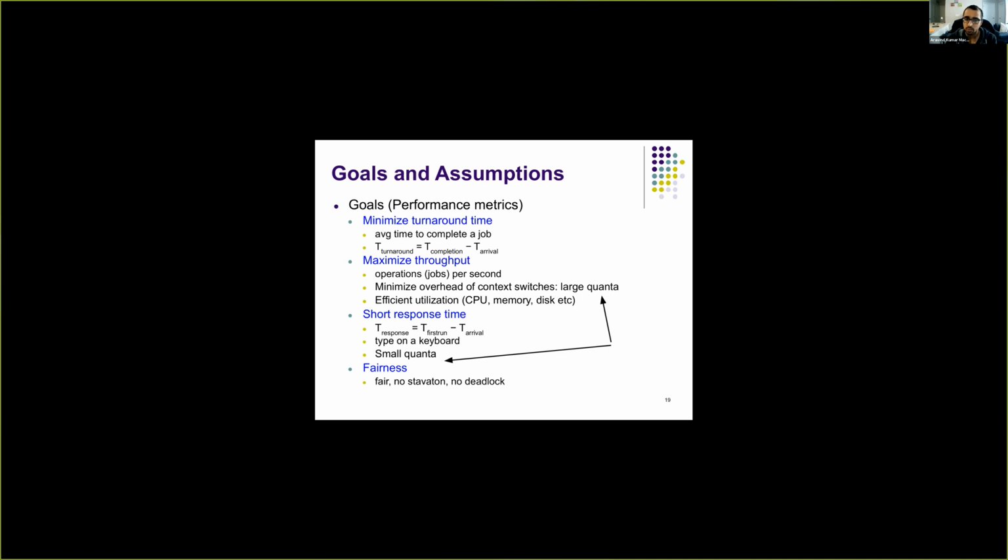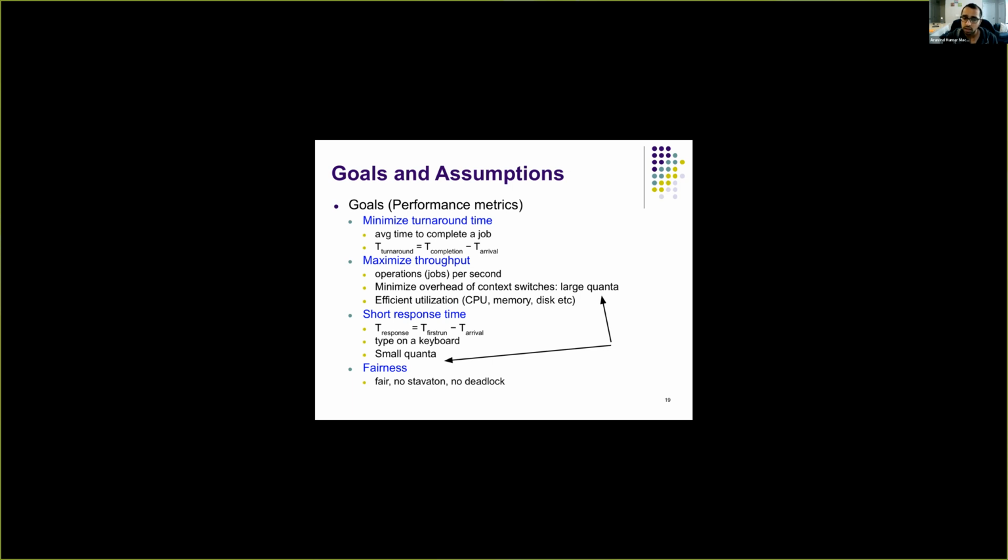The first property is to minimize turnaround time. That means when a job is ready, or when a program is about to be run, and the time when the program finishes, that is the turnaround time, and it should be minimal. That means the process should not be stuck. The turnaround time should be minimal for all the processes in the system, and it should be minimum on average. When we take the average across all the processes, it should be minimum.